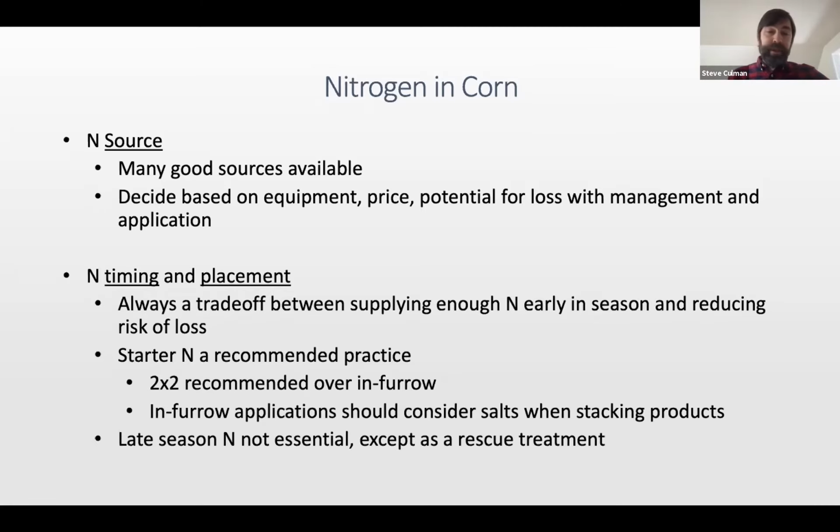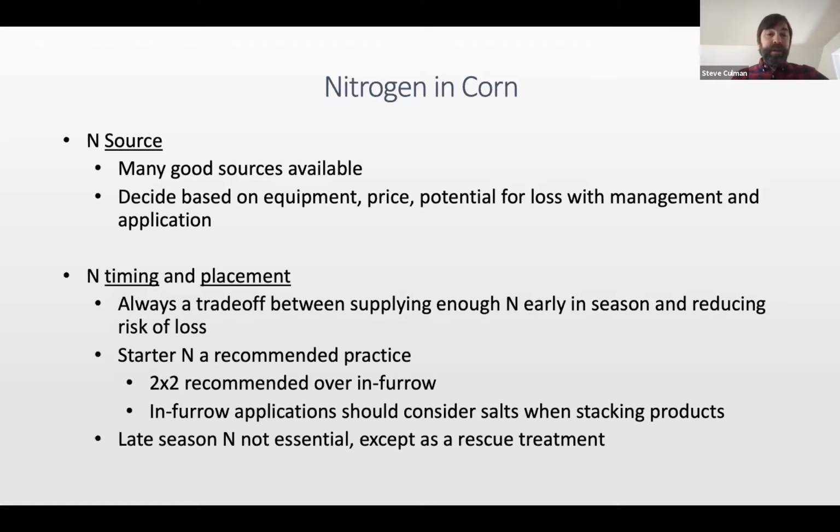And it's also important to recognize that with 2x2, we can put on 40, 60 pounds in a 2x2 application and be okay. But in the pop-up or the in-furrow application, it's much, much less than that.